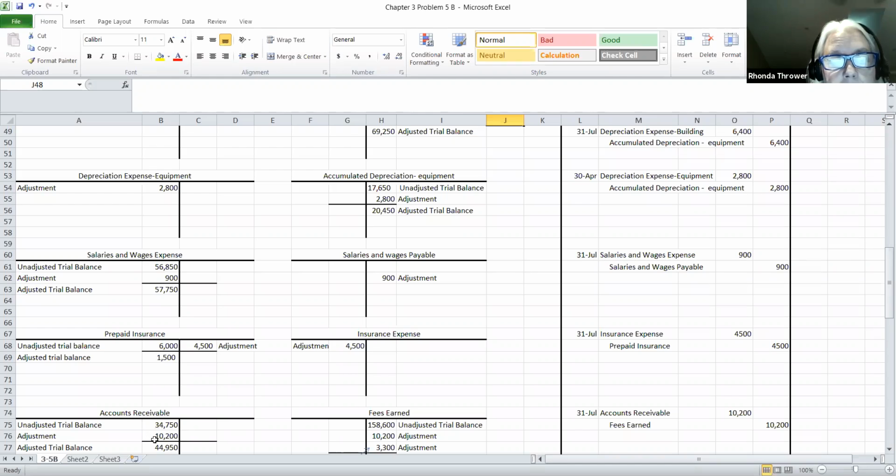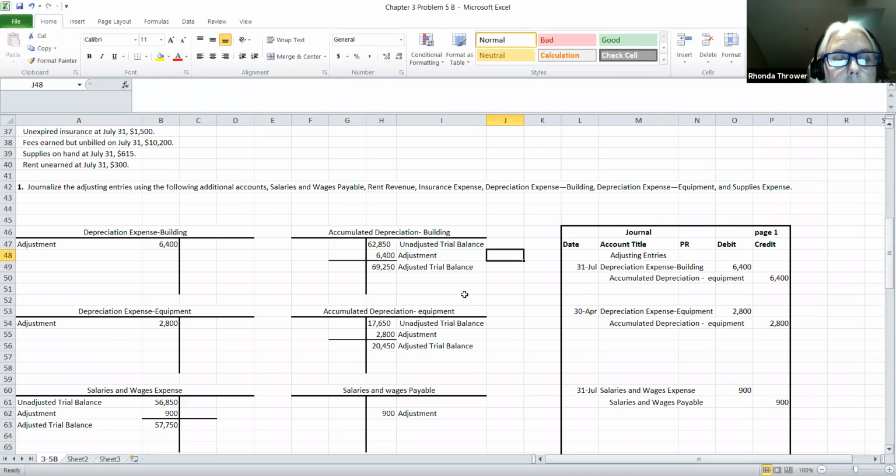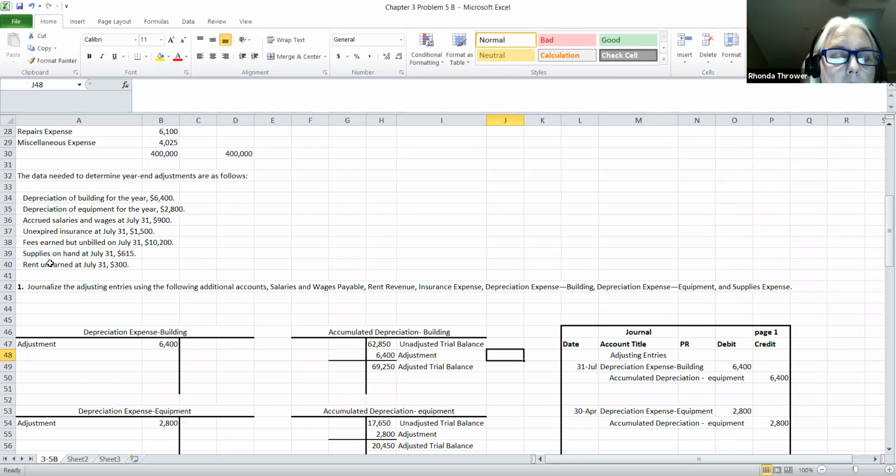So I have a debit to my asset account, accounts receivable, for $10,200. I have a credit to my fees earned for $10,200. The next adjusting entry is for the supplies.